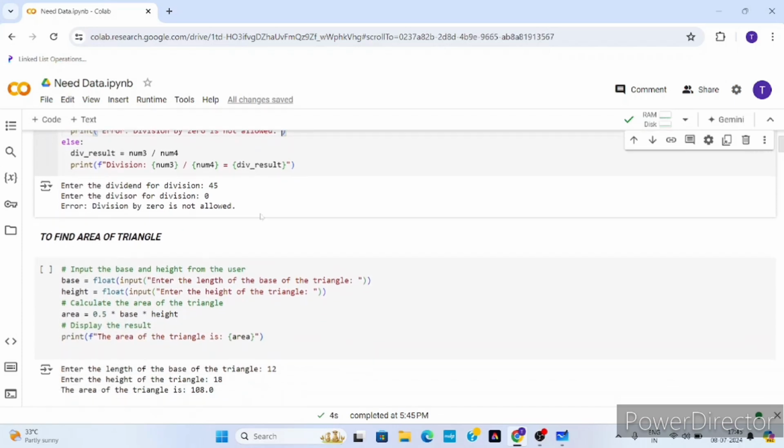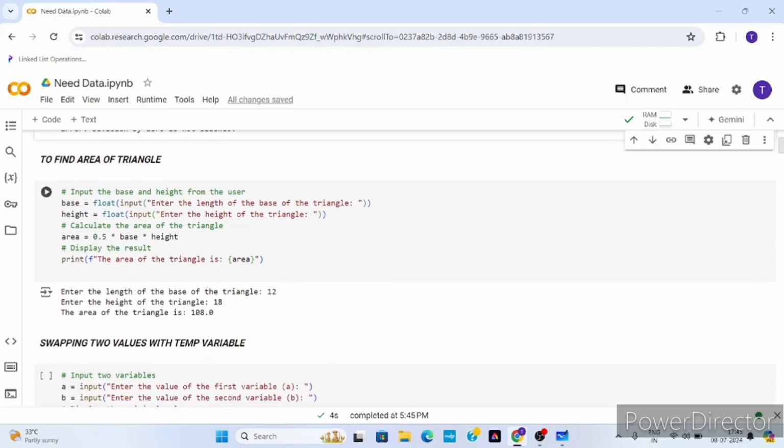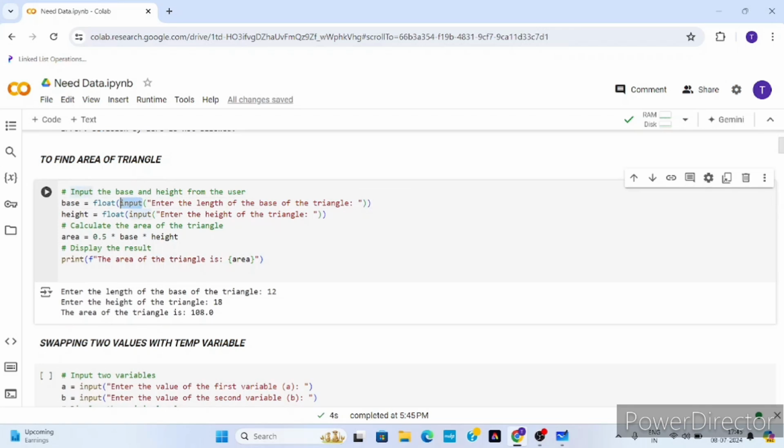Next, just to find the area of a triangle. To find the area of a triangle, first we need to know the formula. What is the formula of the area of a triangle? Area of triangle equal to half into b into h, which is half into base into height. So I want just two inputs, base and height. I am going to get the base and height from the user, as input, in the float data type.